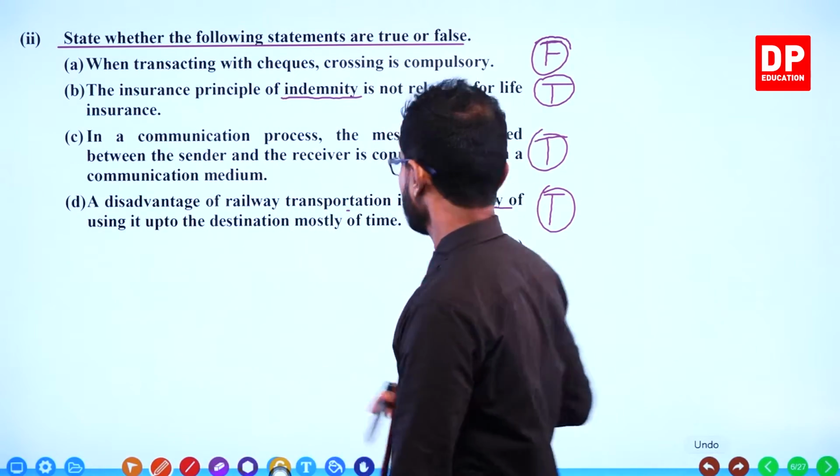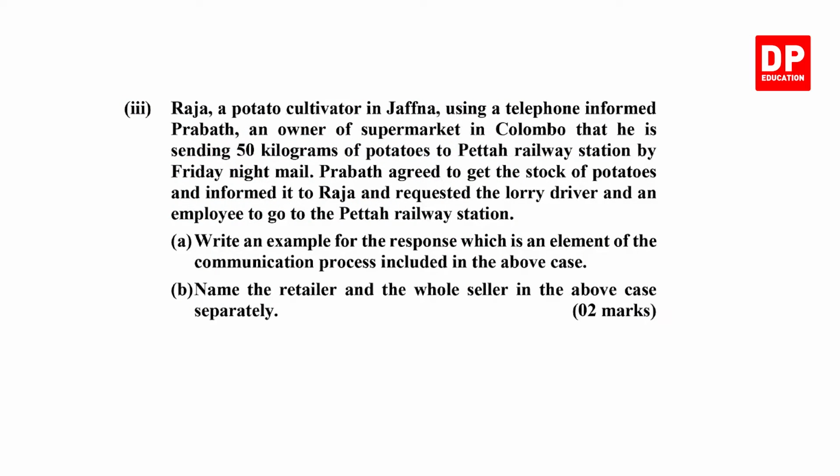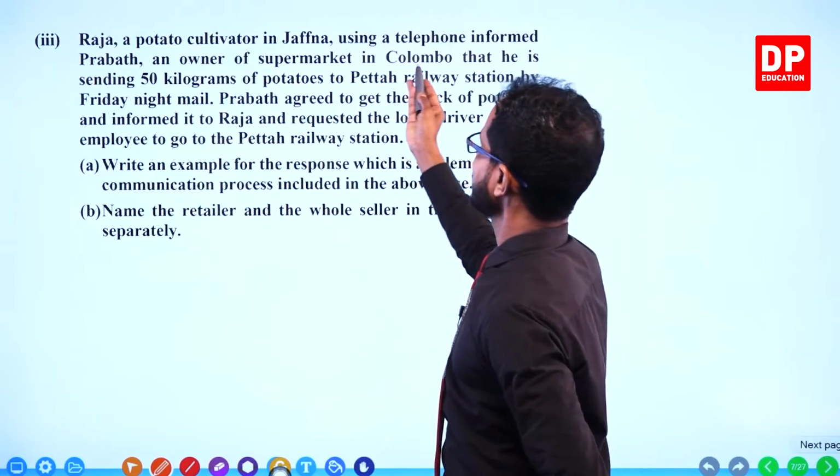Next question. Raja, a potato cultivator cultivating potatoes in Jaffna, using a telephone informed Prabhat, an owner of a supermarket in Colombo.